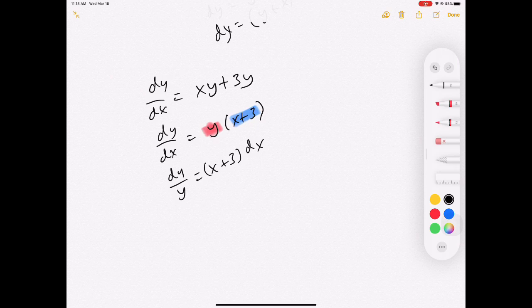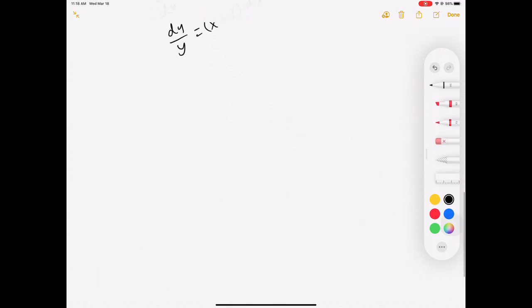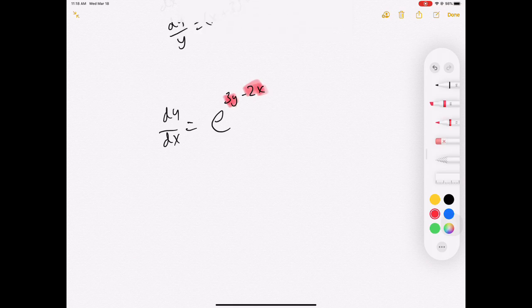Let's do one more. What if I write dy over dx is equal to e to the 3y minus 2x. Now, as we said before, we have our x's and y's, and we're kind of stuck there. So we're going to rewrite this: if I'm subtracting exponents, I'm actually dividing powers. So e to the 3y divided by e to the 2x. And now we can separate it.